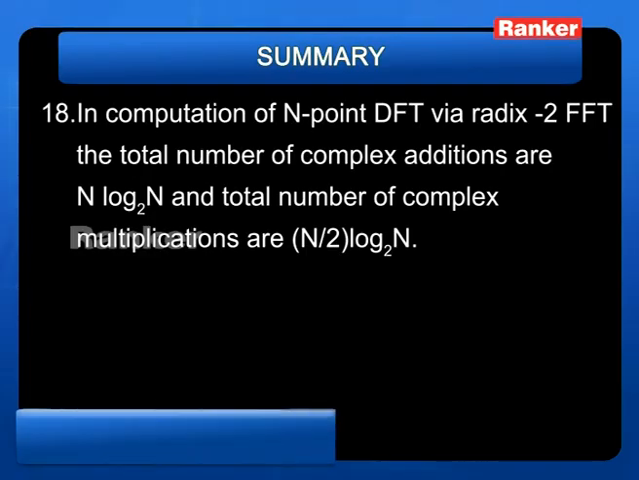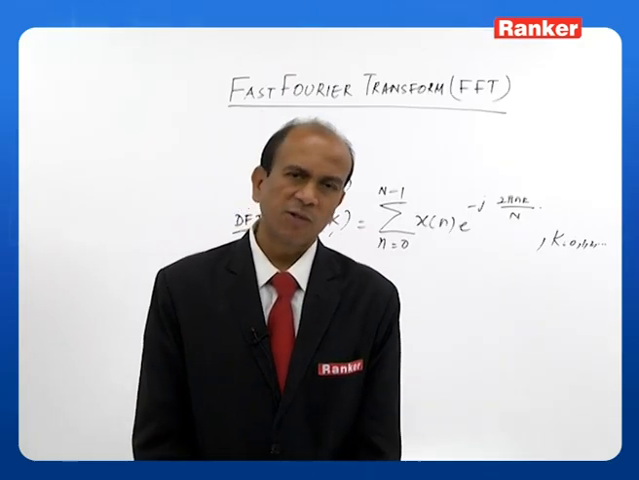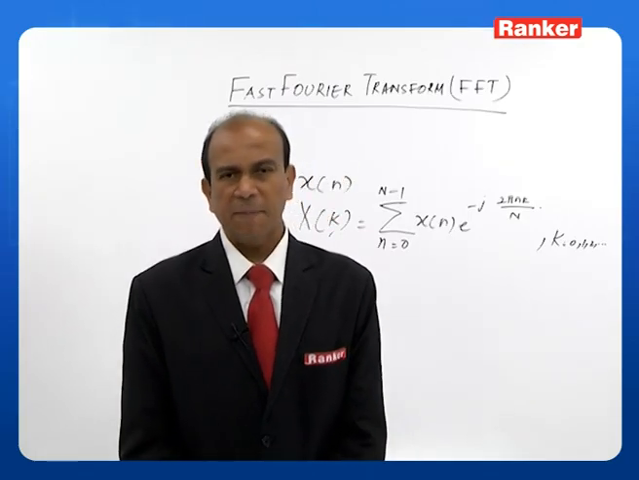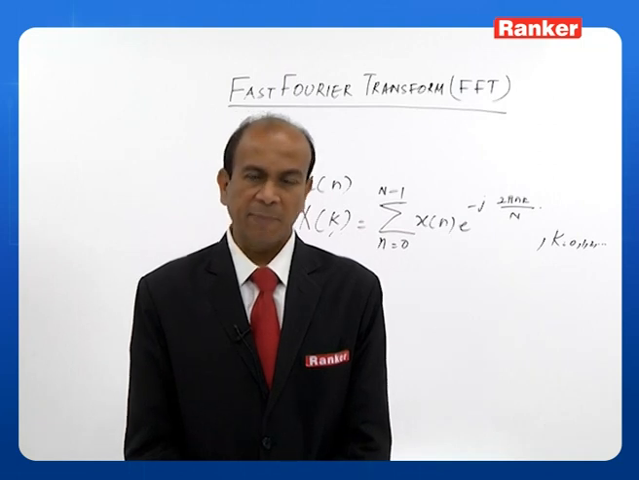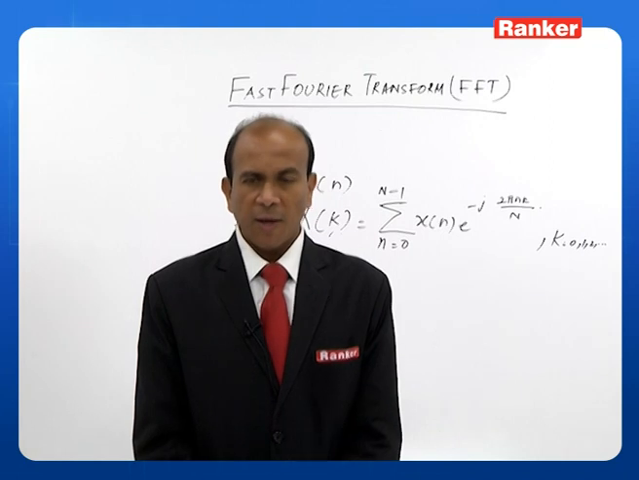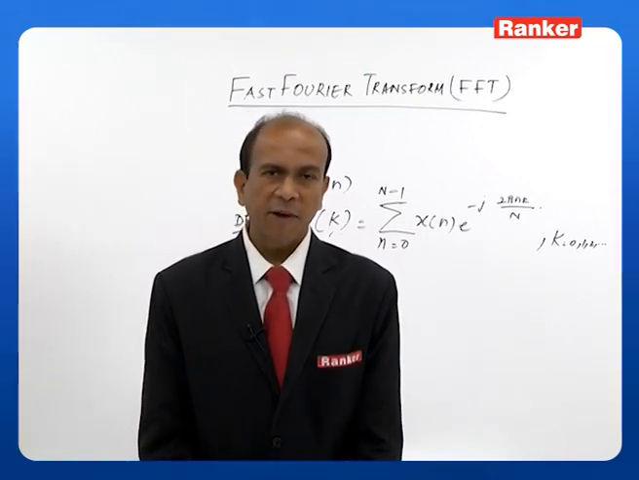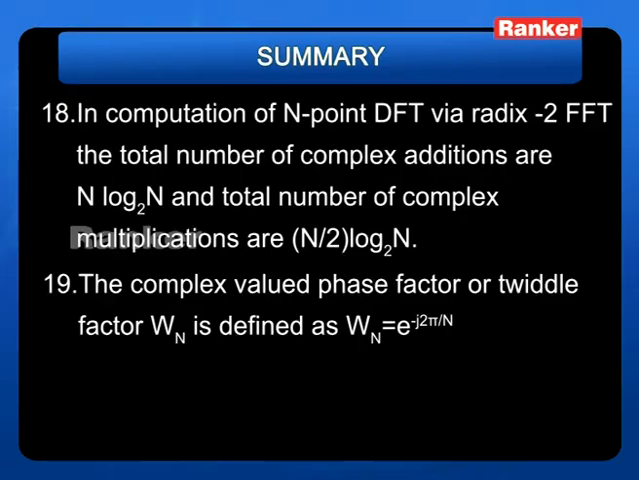Let us come to the 19th point. What does the 19th point say? The complex valued phase factor or twiddle factor Wn is defined as Wn is equal to e to the power of minus j 2 pi by n. This we have defined already. It is also called a phase factor, it is also called a twiddle factor, and is represented by the capital letter W. So, we are representing the twiddle factor as Wn, which is equal to e to the power of minus j 2 pi by n.